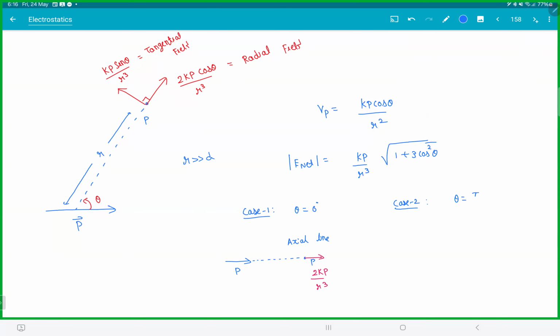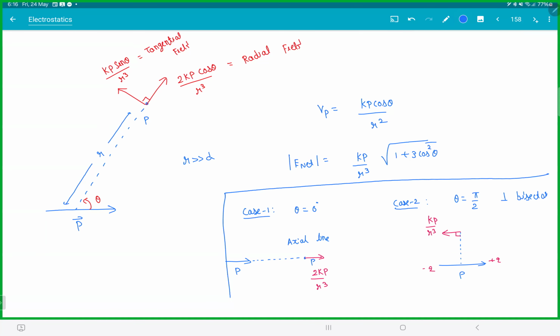Case 2, if you take theta equal to 90 degrees, it means you're along the perpendicular bisector. Questions were asked on this directly in mains and CET, right? In this case, the direction would be this way. You can think about it: plus q is pushing this way, minus q is attracting this way, so the field has to be anti-parallel to the dipole moment. This is kp by r cube. At CET level, they only ask case 1 and case 2. They don't even ask this general formula.